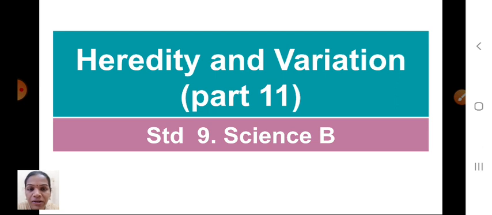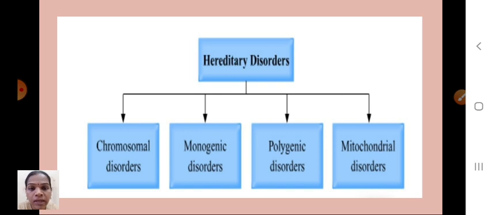Children, you know very well now our 16th chapter is going on, that is heredity and variation. Okay, now I am going to continue this chapter. Are you ready, children? Can you see now which one is going on? Genetic disorder. What is meant by genetic disorder? And there are four types of genetic disorders, that is chromosomal disorders, monogenic disorders, polygenic disorders, and mitochondrial disorders.